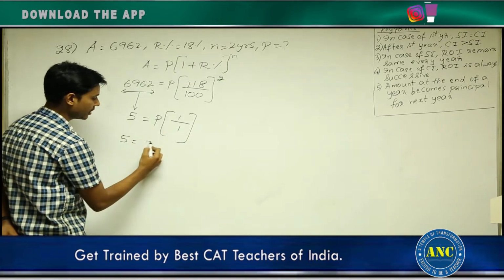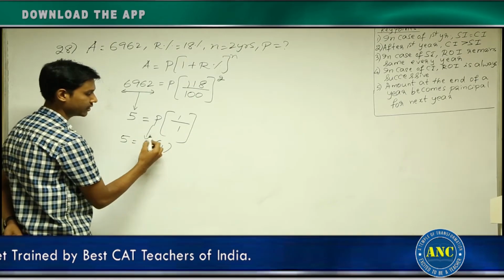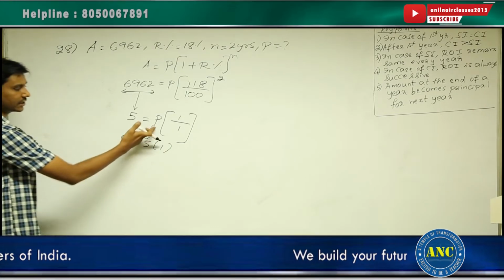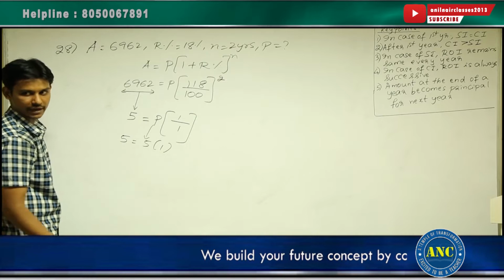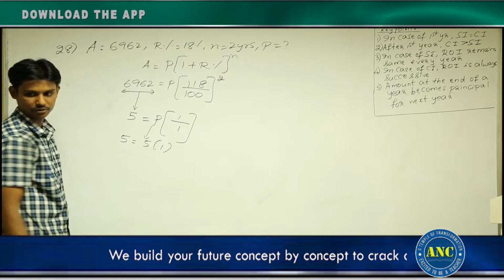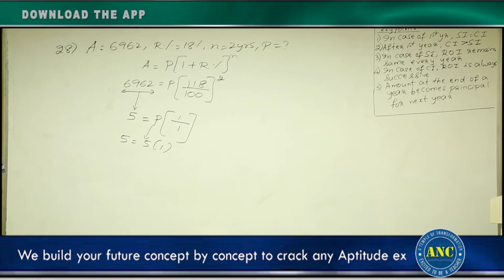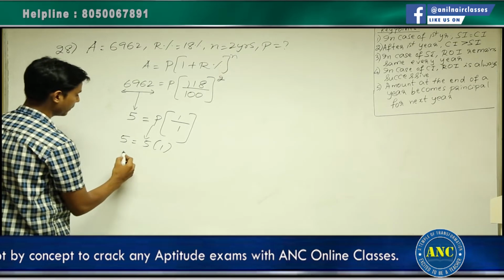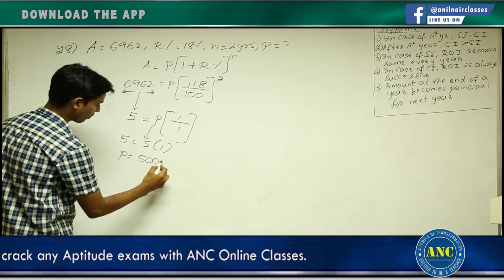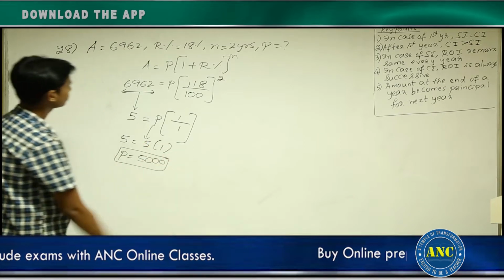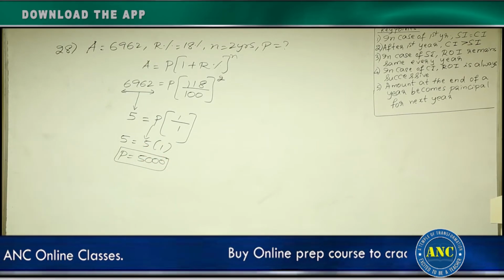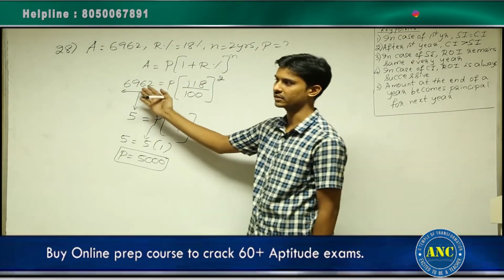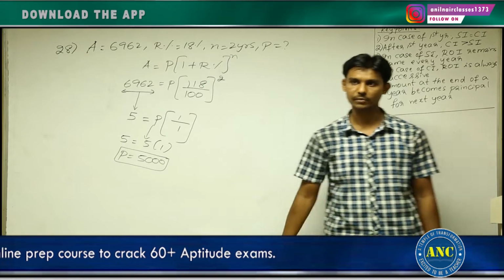What is that some number? It should be 5 only. 5 is equal to 5 into 1 only, right? Can any other number satisfy this equation? No. Principal's digital sum should be 5. The only option in the answer options is 5000. Please check the answer option. 5000. Principal is 5000. Clear with the approach? Instead of squaring this, dividing one by the other and then again dividing by this number, it is better to apply the digital sum concept.